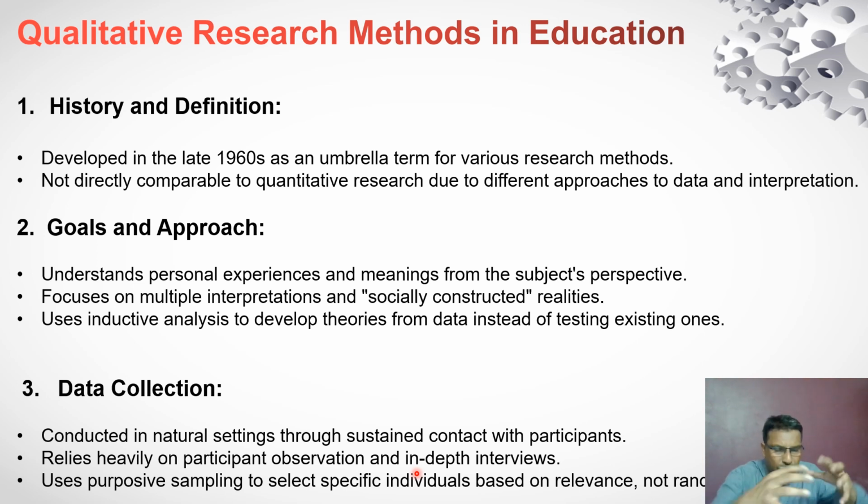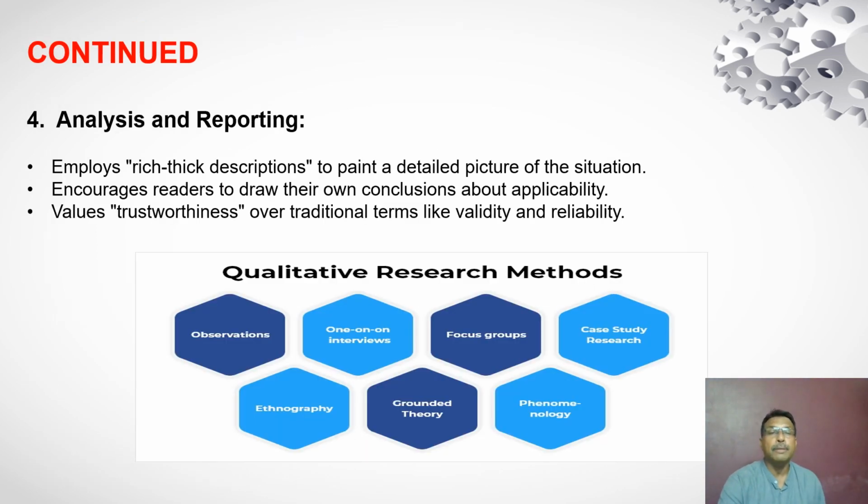Now we should understand how we are collecting data: conducting it in a natural setting through sustained contact with the participants. It relies heavily on participant observation and in-depth interviews, using purposive sampling to select individuals based on relevance and not randomness. So we can talk about relevance in terms of age group, we can talk about literacy rates. So there can be a lot of metrics which can be under control, or should I say properly defined in education perhaps. The last one is the analysis and the reporting.